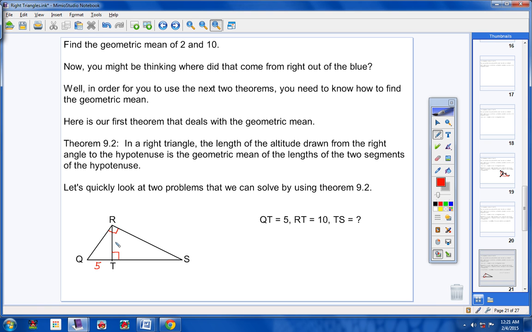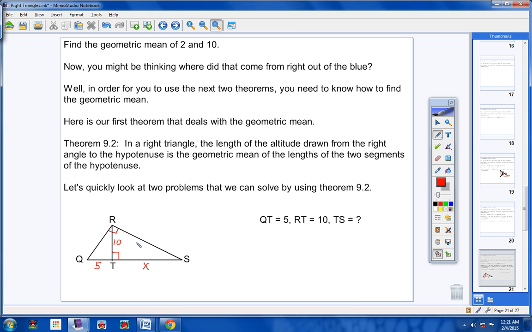RT is 10. Find the length of TS. Okay, now please don't freak out, just listen. Remember what we just learned. This length right here, 10, is the geometric mean of these two numbers here, correct?